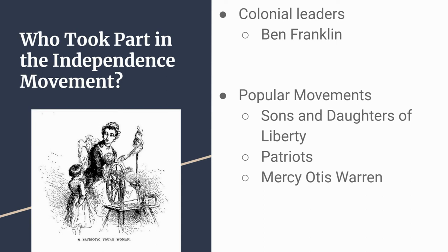Just so we understand this term, patriots are people who are loyal to the independence movement. Loyalists would be people who are loyal to Britain. At this time, before the Revolutionary War starts, about 50% of people in the colonies were in favor of independence. It's not as overwhelming as maybe you might think. And lastly, we have an individual named Mercy Otis Warren, a writer who urged independence and tried to get out more ideas on independence. So these are some groups of people who took part in the independence movement.